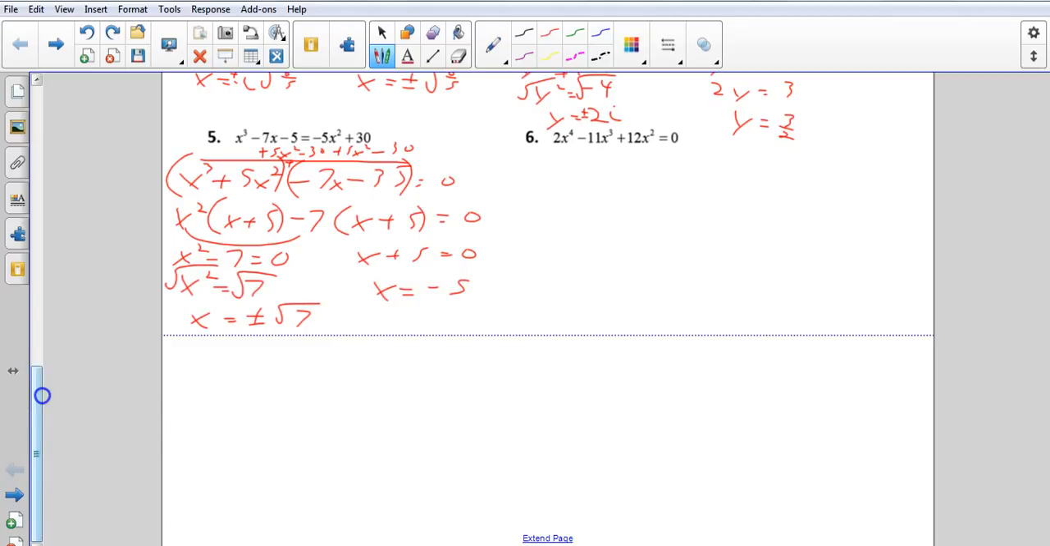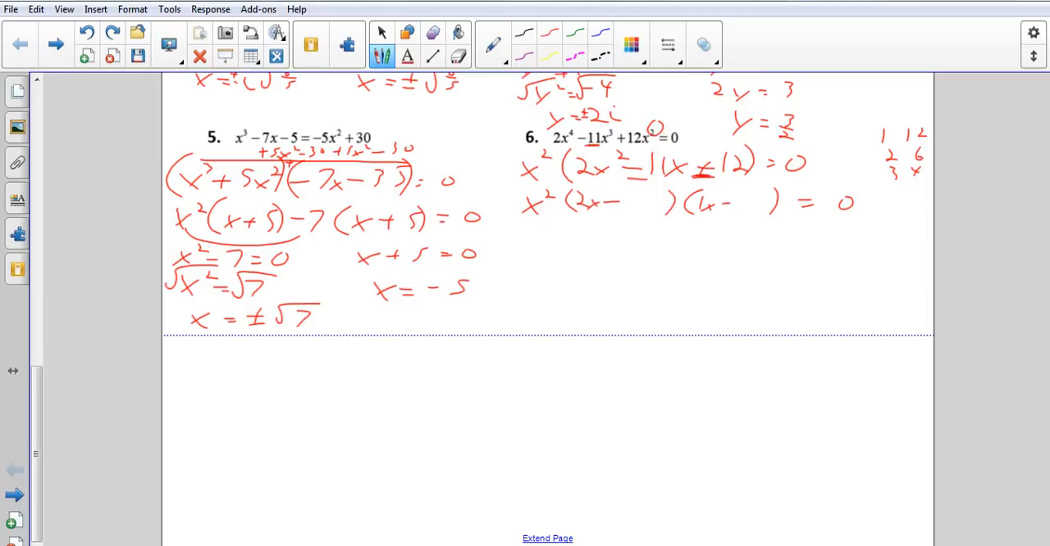Number 6, always look for the GCF. I cannot take out 2 because this negative 11 is not even. But I can take out the smallest exponent, x squared, which gives me x squared times 2x squared minus 11x plus 12 equals 0. So I have x squared. I'm going to factor this. Now, 2 is prime, so I'm going to start there. 2x and 1x. For my 12, 1 and 12, 2 and 6, 3 and 4. I need two numbers I'm going to multiply out that add up to negative 11. Since this is positive, they're both going to be the same sign. And they're both going to be minus, because they have to add up to that.